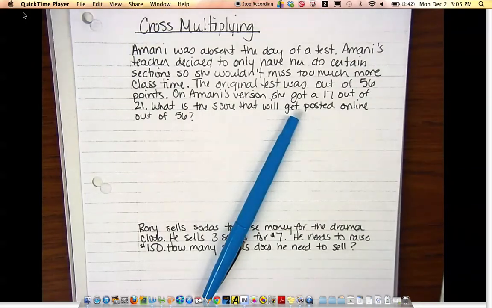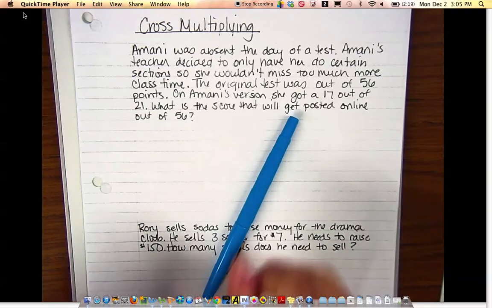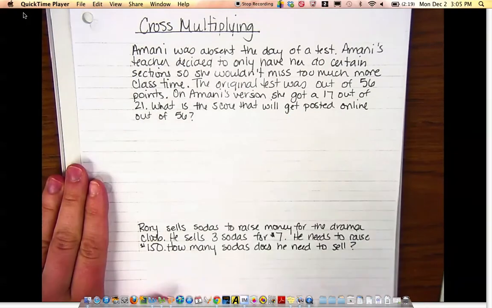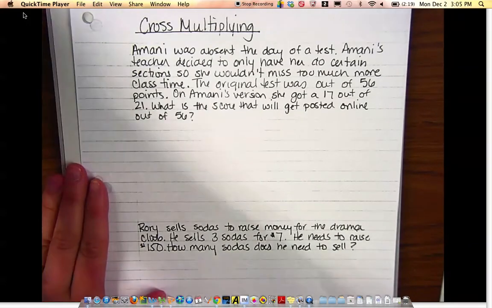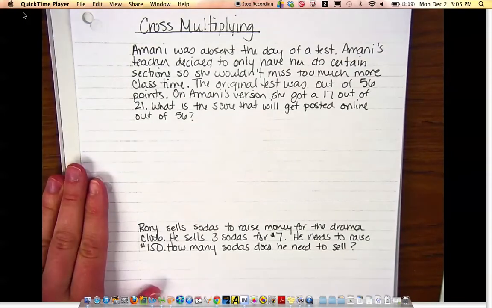Welcome to cross multiplying. This is intended to be a review of a skill that you should have previously learned. What I've tried to do here is show you some applications for cross multiplying. It's best used when you have numbers that don't play nicely together and you can't obviously see what the ratio is that's occurring. So Amani was absent the day of a test.